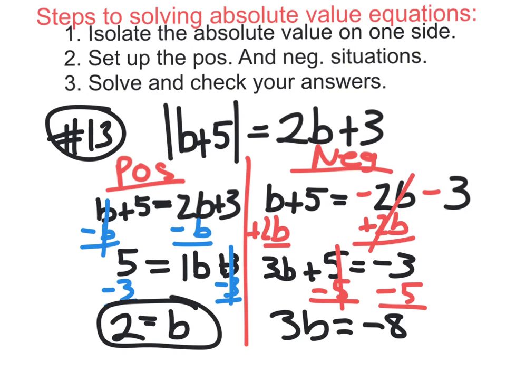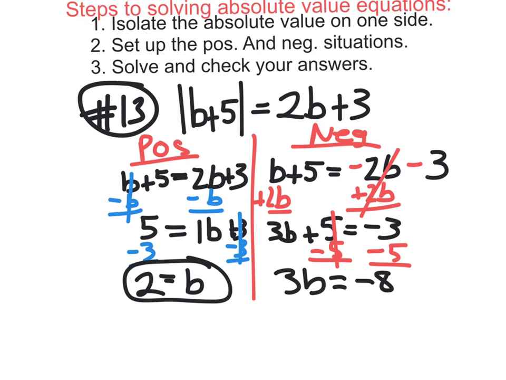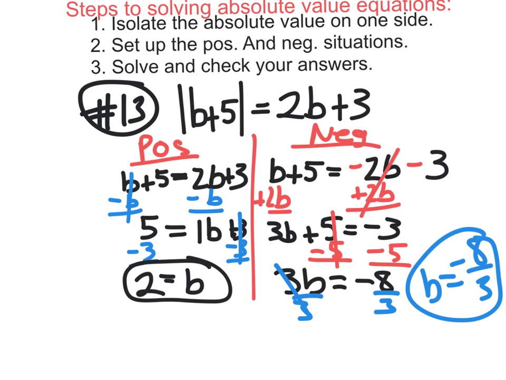And for my final step, I'm going to have to divide. Let me make this smaller and a little more space. So for my final step, I'm going to, whoops, that guy didn't move. There you go. For my final step, I'm going to divide by 3. So I'm going to divide by 3, divide by 3, cancel. So b equals -8/3. So we have 2 answers.